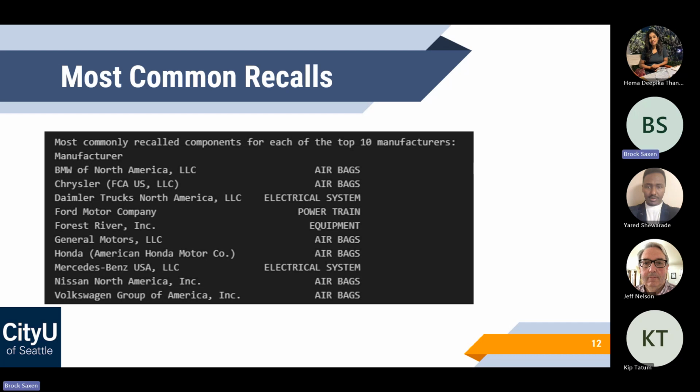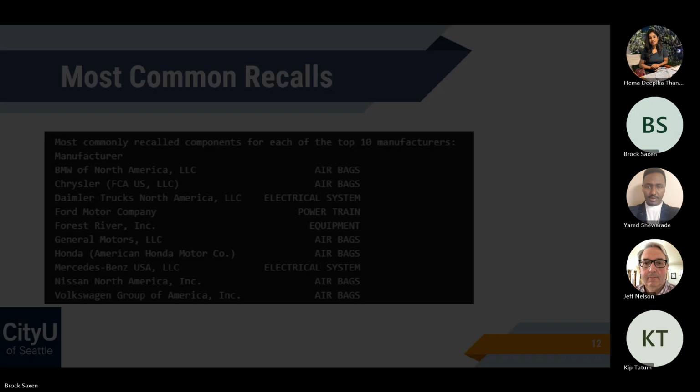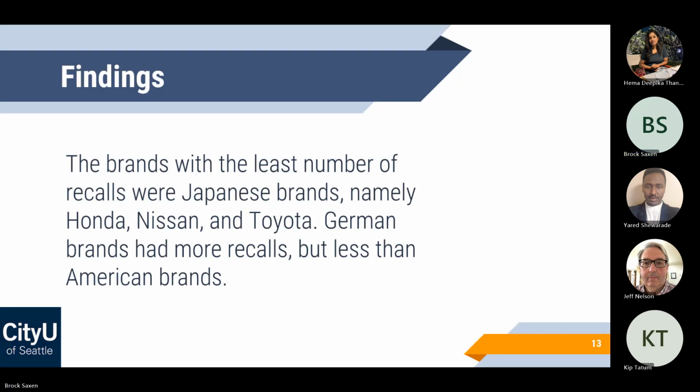Interestingly and concerningly, turns out the most recalled component is airbags, and that doesn't appear to be impacted by country of origin. The brands with the least number of recalls were Japanese brands, namely Honda, Nissan, and Toyota. German cars had more recalls than Japanese cars, but American cars had the most recalls. So if your primary concern when buying a car is the number of recalls, your best bet is to buy either a Honda or a Toyota.